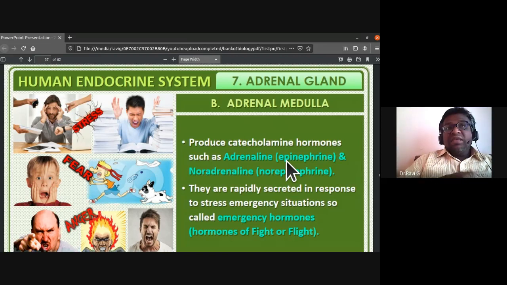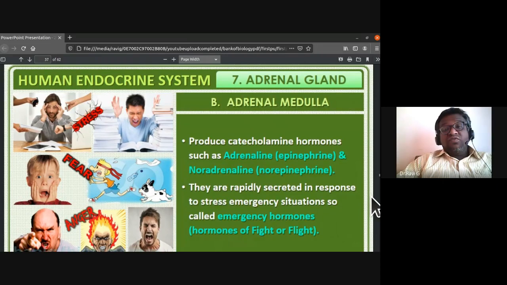They also have a role with the sympathetic nervous system and parasympathetic nervous system, so they are involved together. The catecholamine hormones are rapidly secreted in response to stress and emergency situations. So they are also called emergency hormones, or hormones of fight or flight, where you run away from the place.